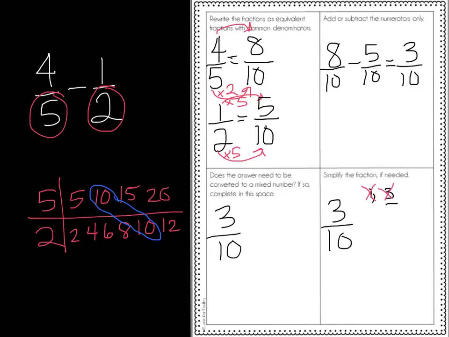So the answer to 4/5 minus 1/2 is 3/10. I had made an estimate that my answer would be close to 1/2. When I think about 3/10, I think, that's pretty close to 1/2. So I know my answer is reasonable.